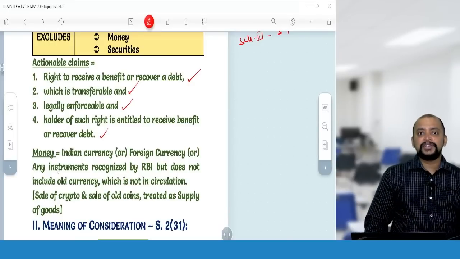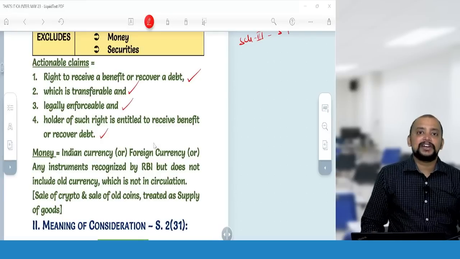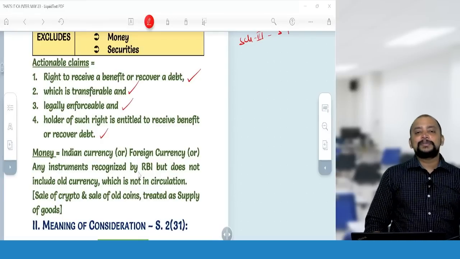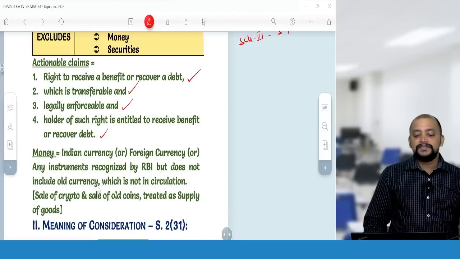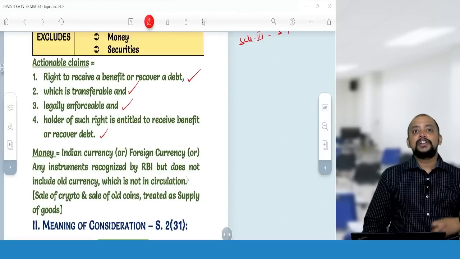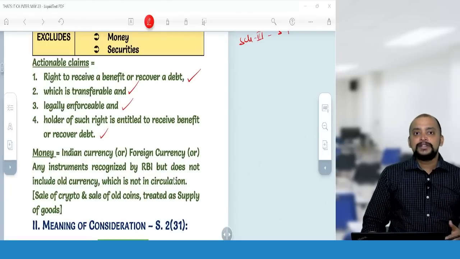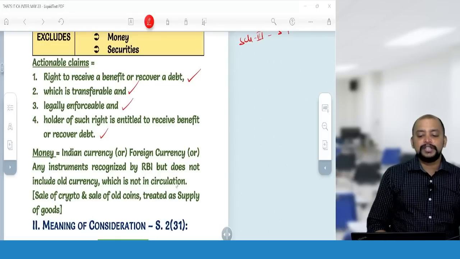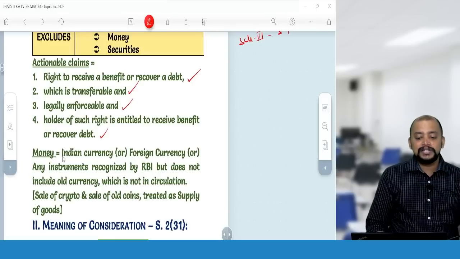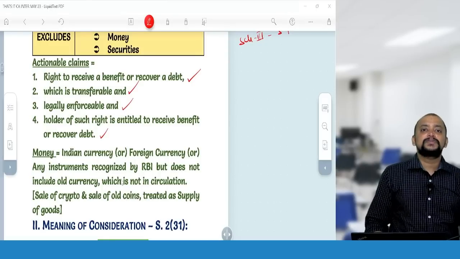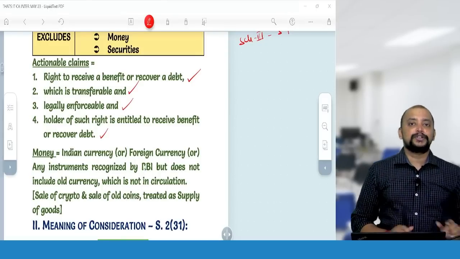And money definition. So money can be Indian currency or foreign currency or any instrument recognized by RBI, but does not include old currency which is not in circulation. So sale of cryptocurrency, crypto coins, and sale of old coins. Crypto is not recognized by RBI, so it is not money. And same way sale of old coins. Old coins are excluded from money. So therefore these will be treated as supply of goods and chargeable to GST.